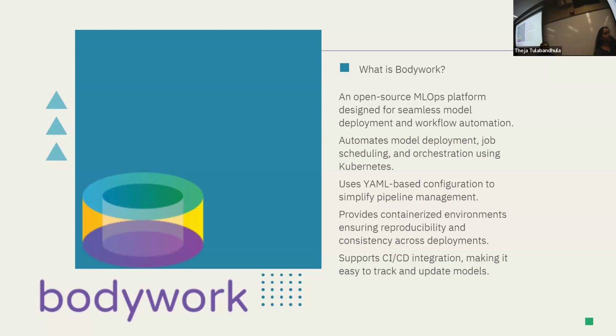BW also runs on Kubernetes, but you don't have to be an expert as it simplifies the process for you. Instead of writing complex scripts, you define your workflow using a simple YAML file. This makes it easy to manage and adjust different steps of your pipeline. A common problem in ML is that a model might work on your computer but fail in production. BW solves this by using containers, ensuring that everything runs the same way no matter where you deploy it.